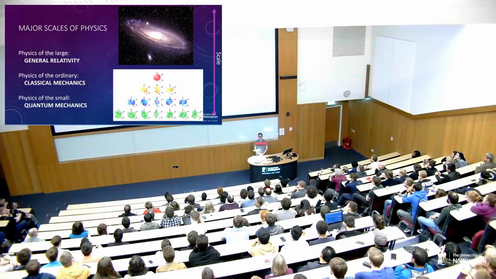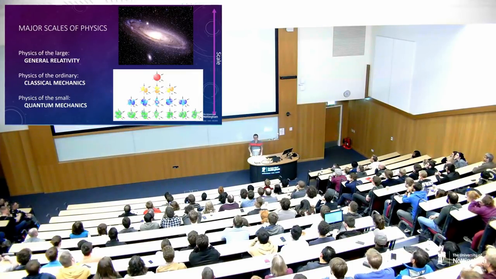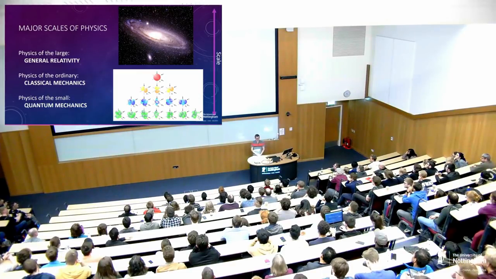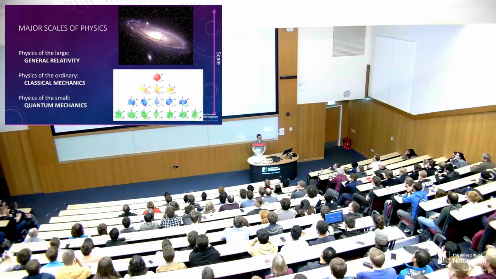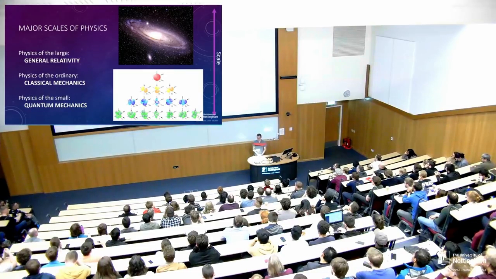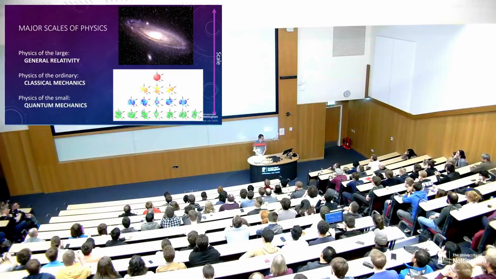Then there's the physics of the ordinary. There are the laws that govern how billiard balls move, how cars work, how just about anything that's life-size, quote-unquote, operates. And this is called classical mechanics, or Newtonian mechanics as a particular type of classical mechanics. Then there's also the physics of the small. These are really, really small items, like subatomic particles, molecules, and atoms. They are not governed by the same laws of physics that we see day to day in our lives. It's really weird types of physics, and this is called quantum mechanics.